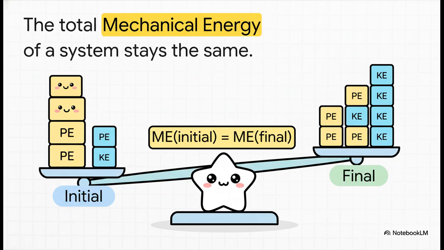So here's the key takeaway. The total amount of energy, what we call mechanical energy, which is just the potential and the kinetic added together, stays the same. The amounts might shift back and forth, more potential at the top, more kinetic at the bottom, but the total balance is always, always conserved.